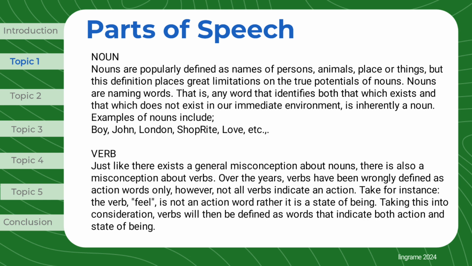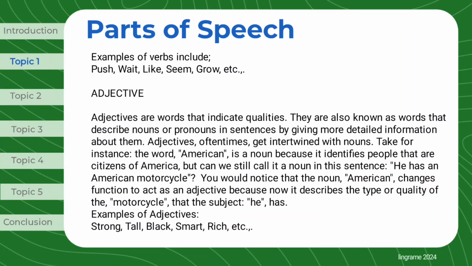Verb. Just like there exists a general misconception about nouns, there is also a misconception about verbs. Over the years, verbs have been wrongly defined as action words only. However, not all verbs indicate an action. Take for instance, the verb feel is not an action word, rather it is a state of being. Taking this into consideration, verbs will then be defined as words that indicate both action and state of being. Examples of verbs include push, wait, like, seem, grow, etc.